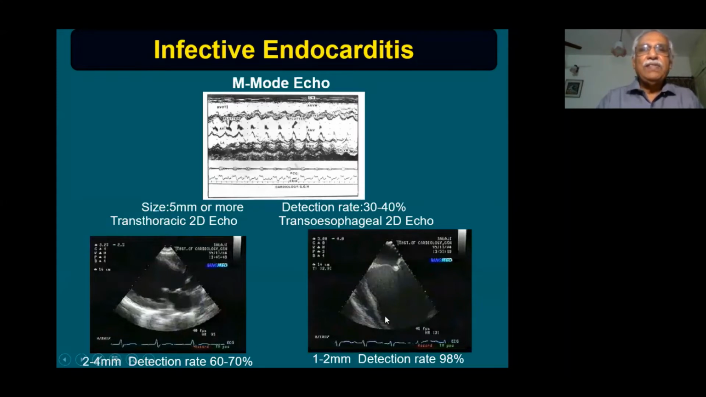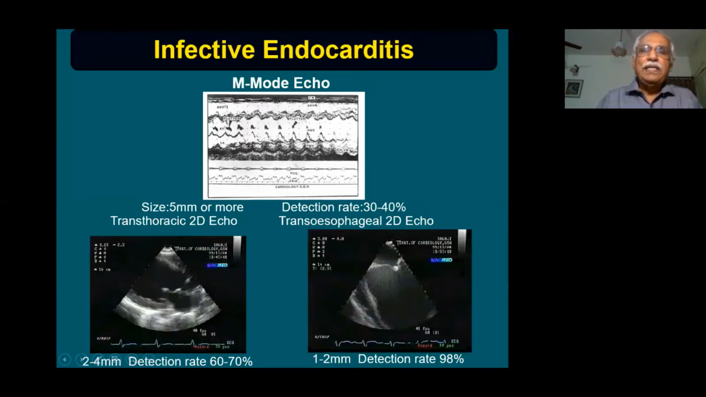With the transesophageal echocardiogram, you can identify vegetations of the size of 1 to 2 millimeters, and the detection rate is almost 98 or 99%. So in a patient with infective endocarditis, or vegetation, in whom you are suspecting the presence of thrombus, if you are not able to clearly identify the mass by the transthoracic echocardiogram, you have to proceed with a transesophageal echocardiogram.